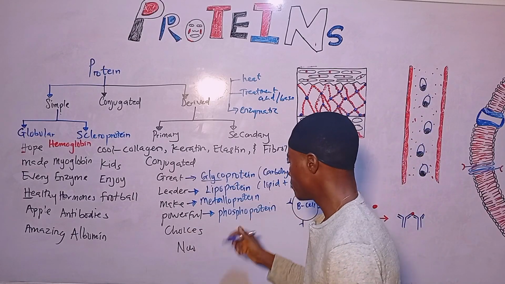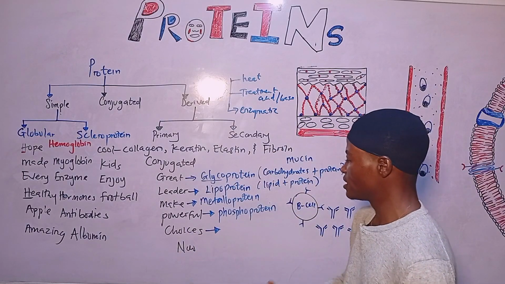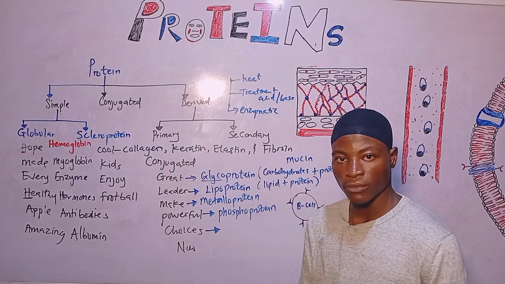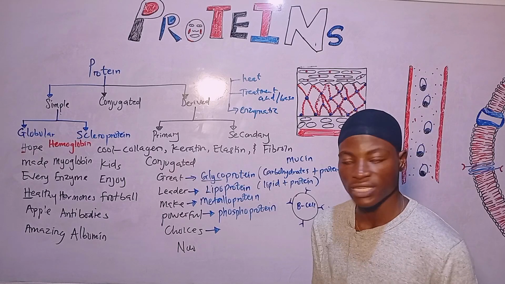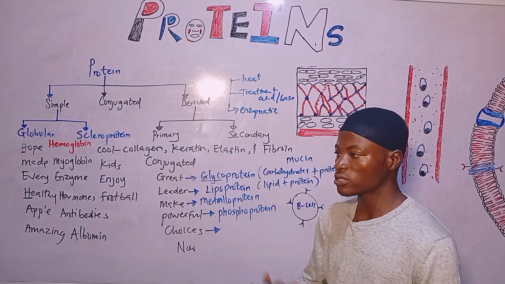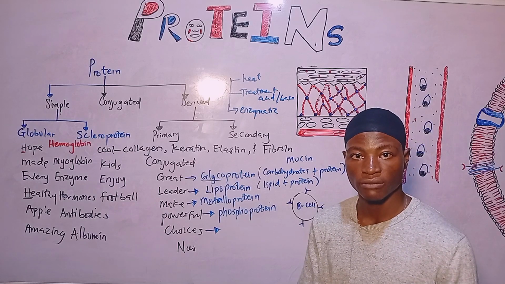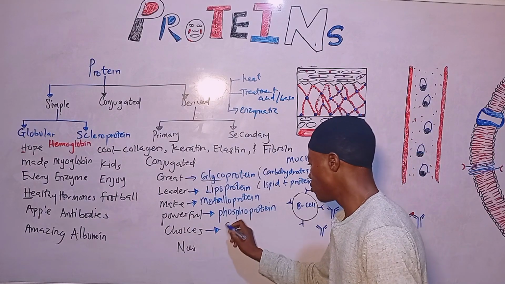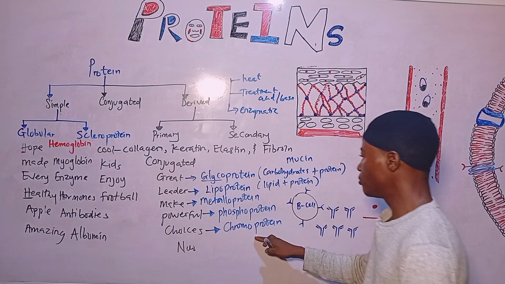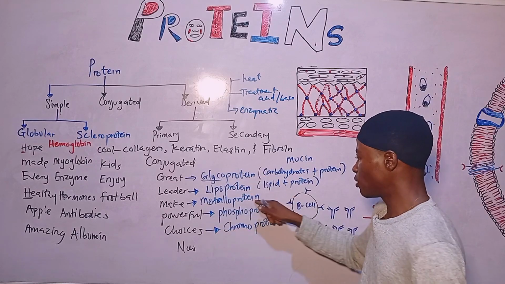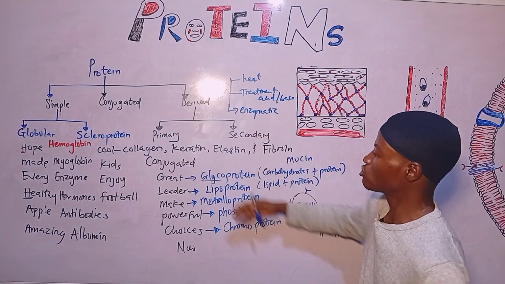Then the next one that we have is choices. Now, in this case of choices, just look at this form. You understand? Choices simply represents a protein plus a pigment. It's an example of conjugated protein. An example of pigment, we have chlorophyll, right? So in that case, that is chromoprotein. Chromoprotein, glycoprotein, lipoprotein, metalloprotein, phosphoprotein, and chromoprotein, right? They are examples of conjugated protein.